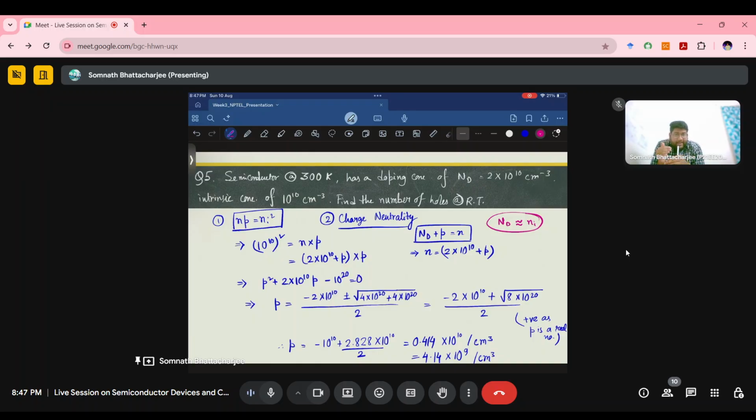So you have to check this. If your nd, that is the doping concentration, is much higher than the intrinsic one, then you can neglect the value of ni, that is the intrinsic one, and you can just take the value of the doping concentration. But in this case, you have to consider it like this, because those are comparable values in the same range. It's just two times more than the intrinsic concentration.